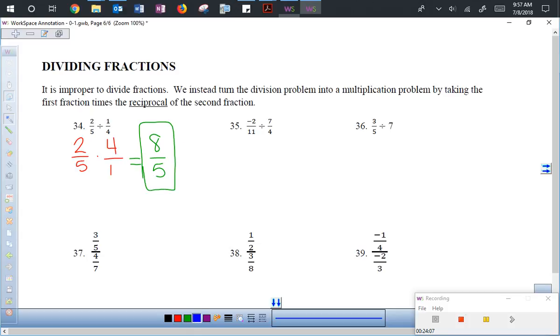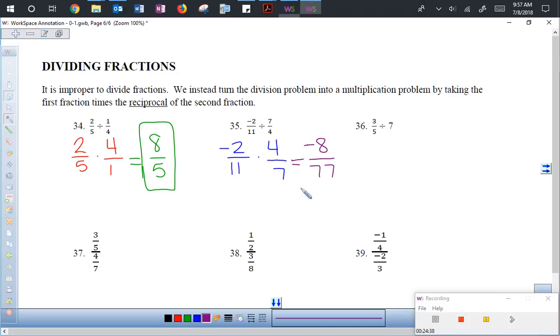On number 35, again, we need to rewrite it. So my first fraction stays the same, negative 2 over 11, times the reciprocal of my second fraction. So 7 over 4, we need to flip that around to 4 over 7. Now we can take numerator times numerator. Negative 2 times 4 is negative 8, over denominator times denominator. 11 times 7 is 77.